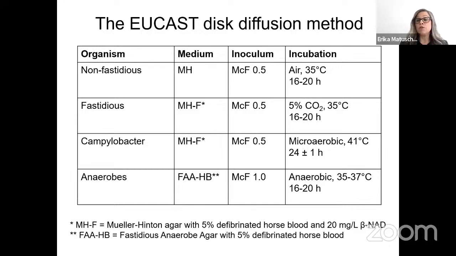The MH-F medium is not good enough for testing anaerobic bacteria. So here we need another medium. And the one that we chose is FAA-HB. FAA stands for fastidious anaerobe agar and is the agar base. And then we add defibrinated horse blood. For the anaerobes, we recommend a higher inoculum, McFarland 1, and plates should be incubated in an anaerobic environment at 35 to 37 degrees for 16 to 20 hours. And this means that some bacteria, and specifically some fastidious organisms and anaerobes, will not be able to be tested with the disk diffusion method, but the ones that are listed can be tested and interpreted according to EUCAST breakpoints.